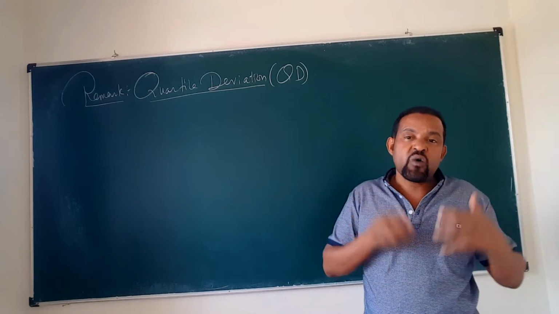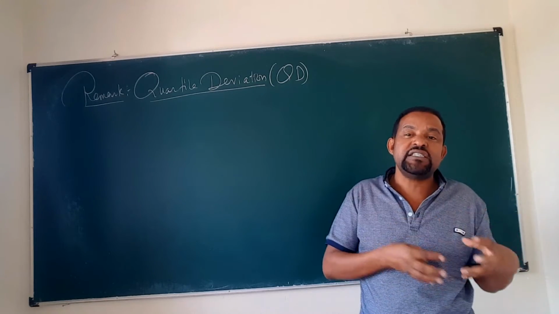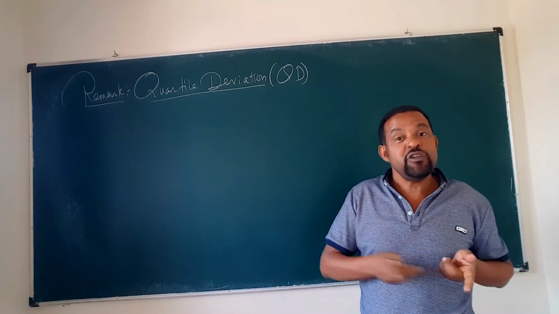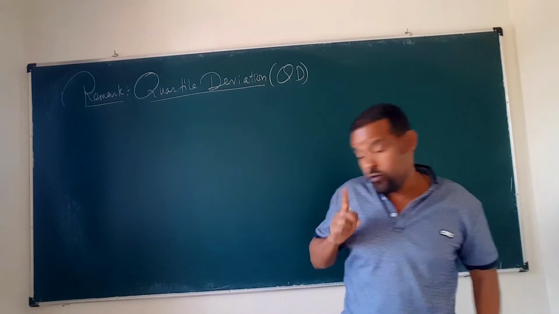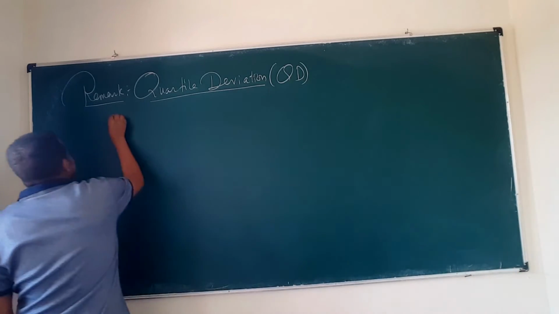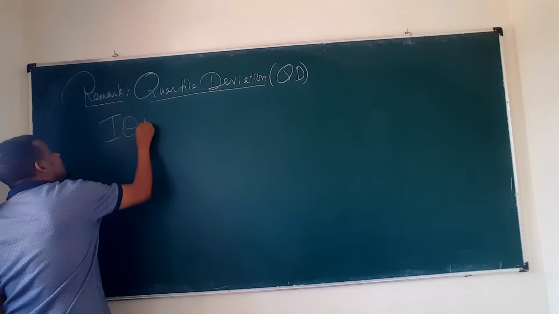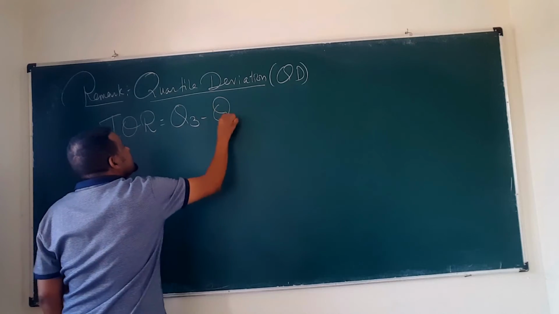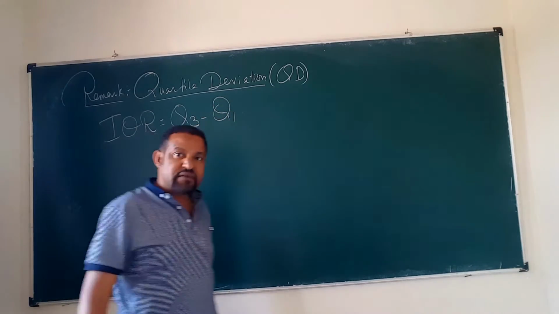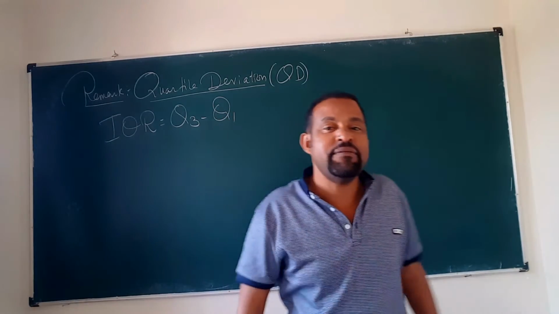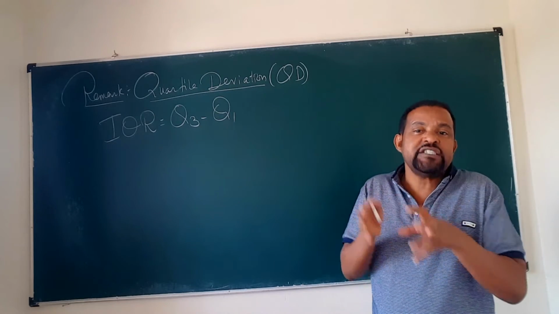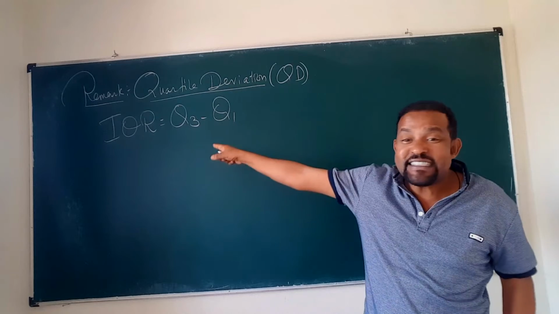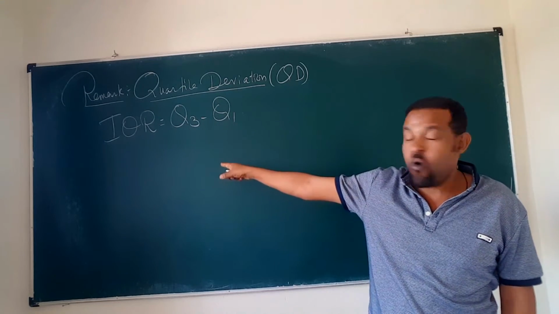An interquartile range is the difference between the upper quartile and the lower quartile, which is Q3 minus Q1. Look, what we have discussed is that the interquartile range is given by Q3 minus Q1. ብለን calculate አድርገናል.